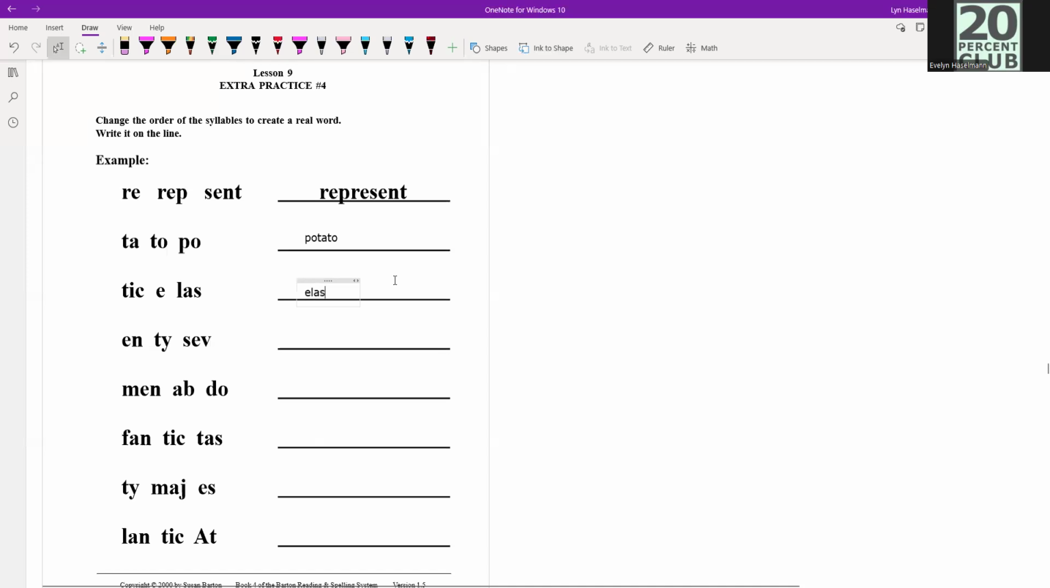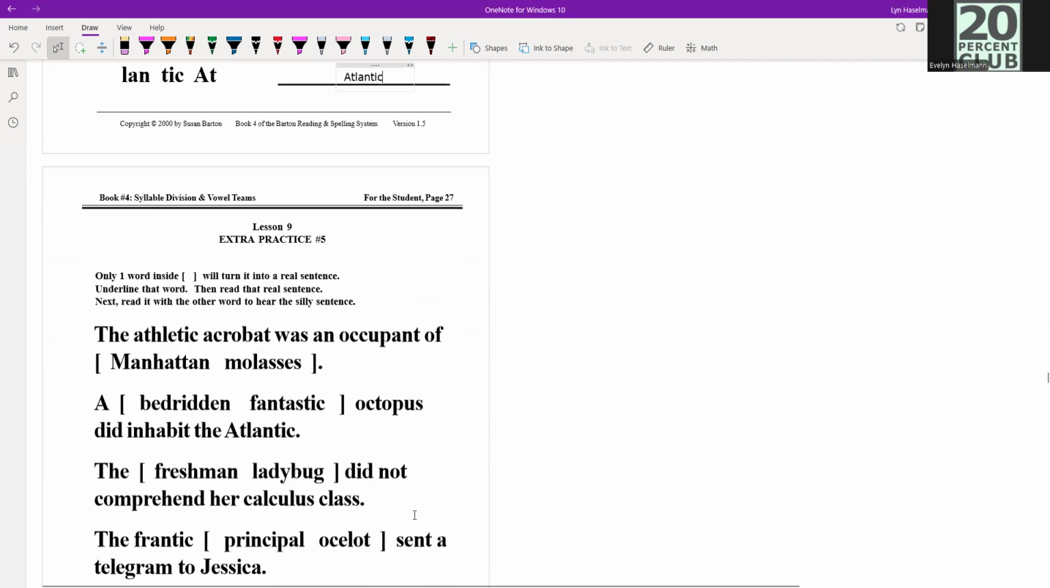elastic, 70, abdomen, fantastic, majesty. And then this one, Atlantic, it's always nice to point out like, oh, you should know that at is at the beginning because it's a capital letter. Sort of reinforces some of those grammar rules too.